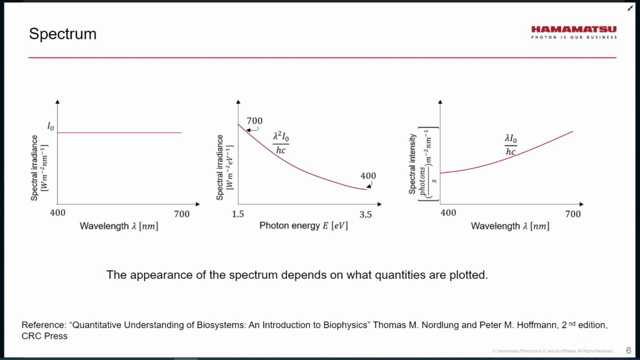In the third depiction, I could plot spectral intensity in terms of photons per meter squared per nanometer versus wavelength, and we still have yet another shape of the curve. Before proceeding, I would like to point out that there are other depictions of spectrum depending on the field. For example, in spectroscopy, it is very common to represent wavelength in terms of inverse wavelength, or wave number.